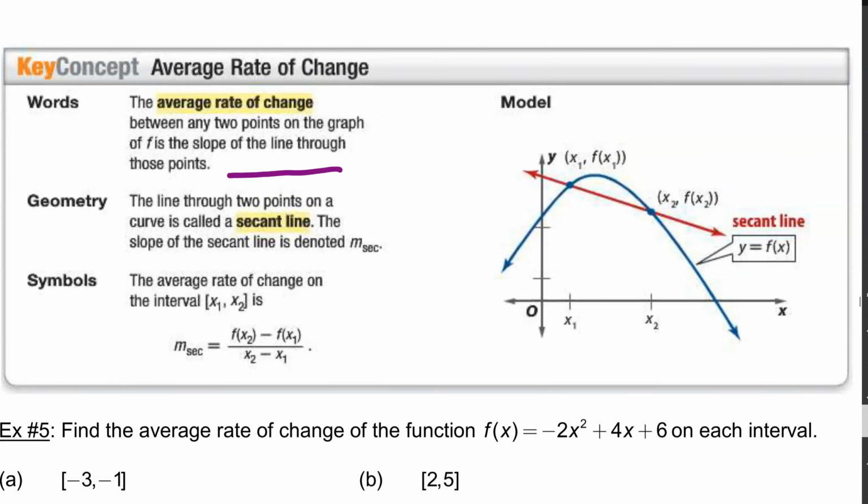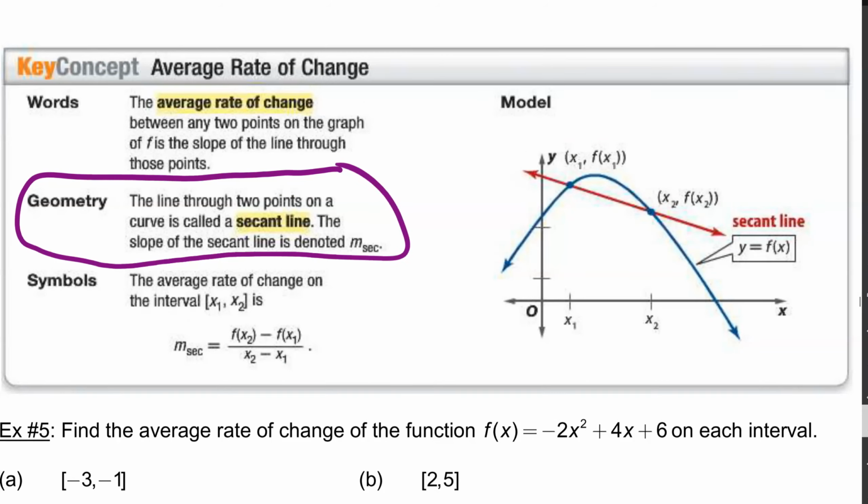Surprise, it's right here, if you only looked ahead. Geometry. The line through 2 points on a curve is called a secant line. The slope of the secant line is m secant. Which slope? Oh, the secant one. It's a subscript. We're saying which slope? Oh, the one that is the secant slope.